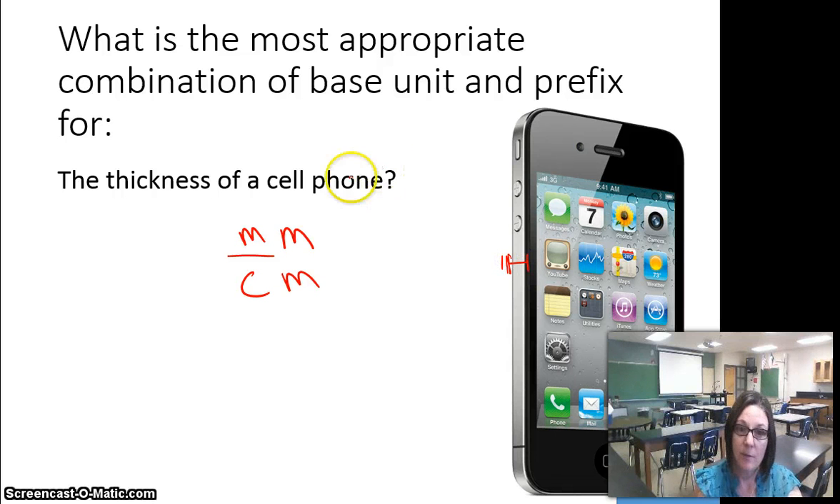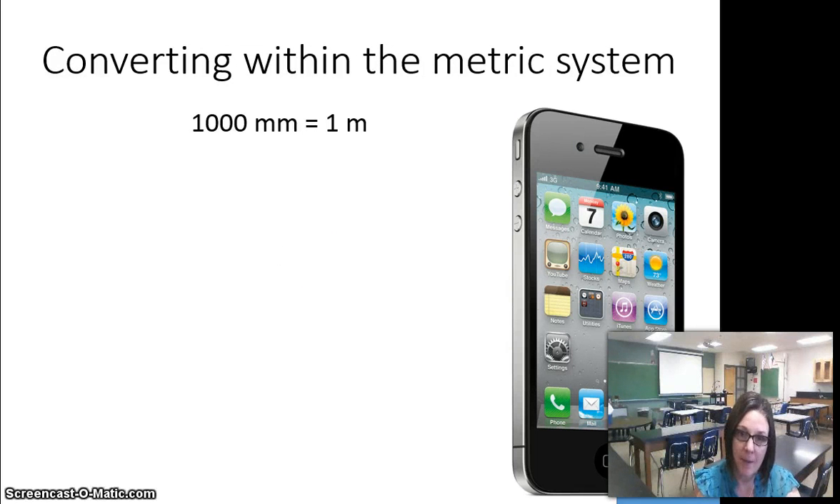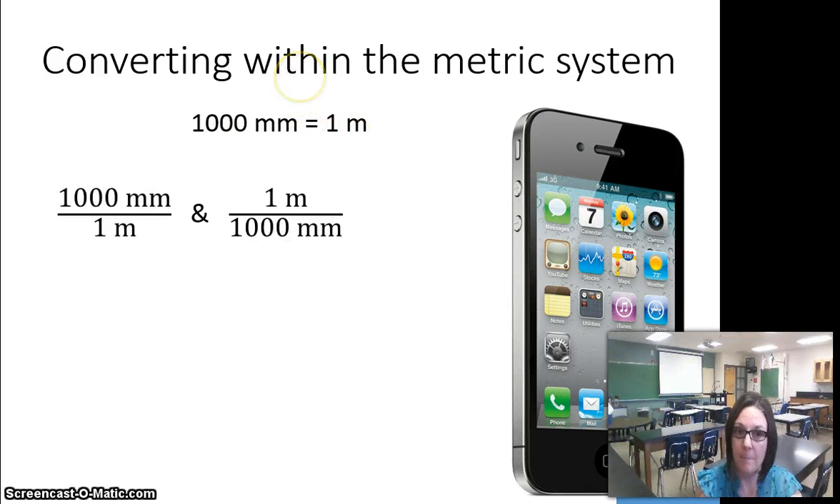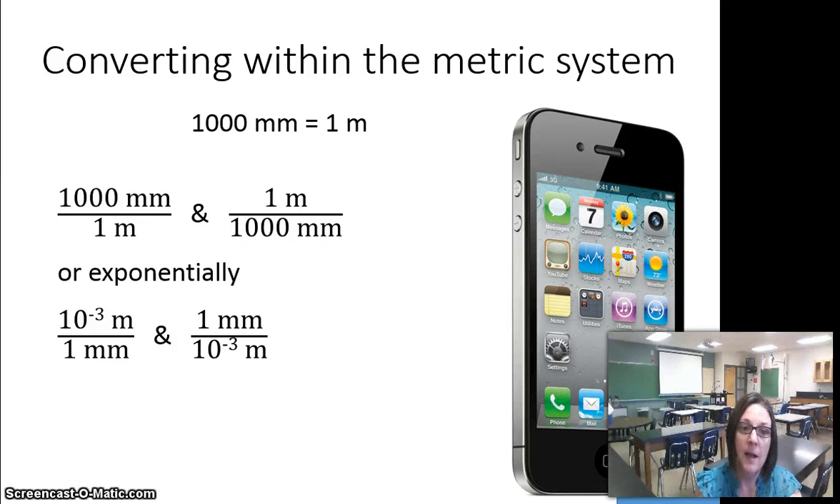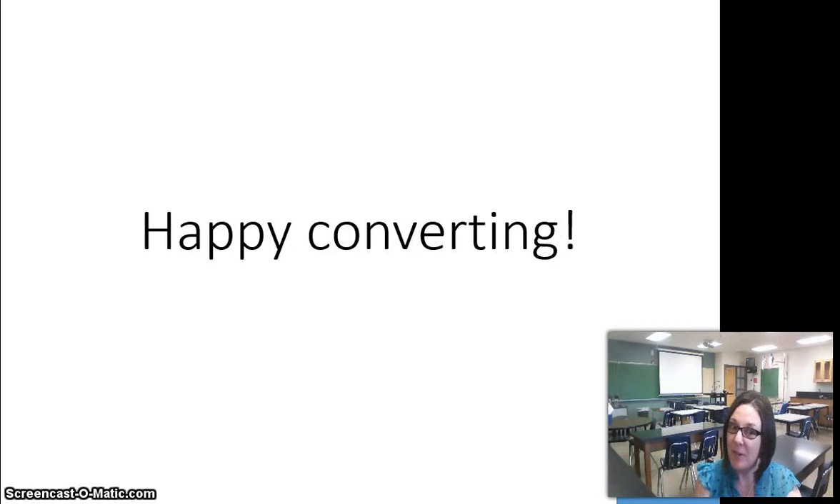So let's say we measured it in millimeters, but then we're going to plug it into a formula that requires meters. So now we have to convert within the metric system. Well, it takes 1,000 millimeters to make up 1 meter. So you could make your conversion factor like that, where you put the 1,000 millimeters on top and the 1 meter on bottom, or use the reciprocal of it. Or if you like the exponential version better, then you could say 10 to the negative third meters is 1 millimeter, or 1 millimeter is 10 to the negative third meters. And you just pick whichever one lets you cancel the units in your measurement. So happy converting in the metric system.